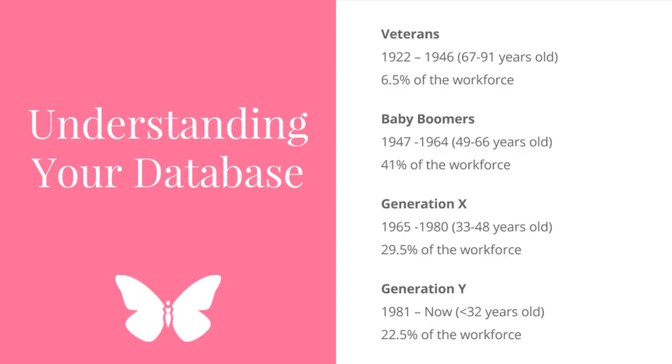So the very first generation is what's known as your veterans, and they were born between 1922 and 1946 and are between 69 to 71 years old. And they will make up 6.5% of the workforce. Now, this generation were conformers that lived through the war and were raised with a great deal of discipline and respect. And that's what they would expect from us when we are connecting with them. They would like to be treated with respect.